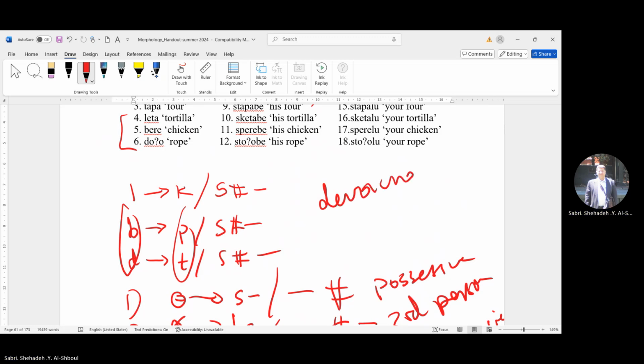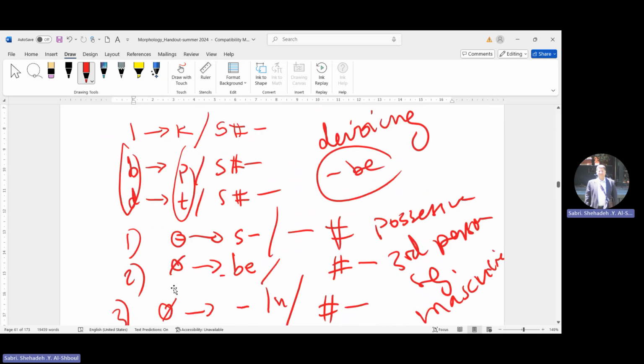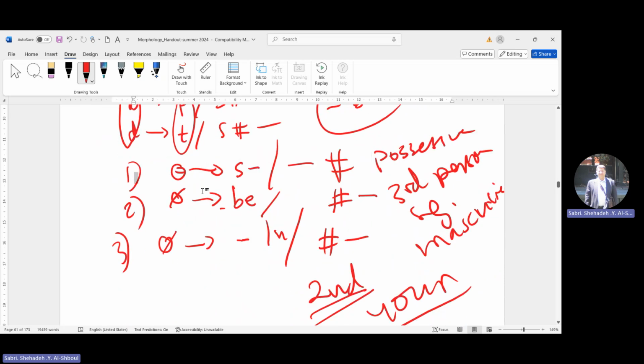So the rule of devoicing, which changes ba into pa, da into ta, maintaining the same place of articulation with a difference only in voicing features, resulting in ta for da, pa for ba, and ka for la in skatabi, sperebi, and stoobi. But we notice that in the final position there is no change, and the b in the final position remains with no change. So here we can come up with the following.